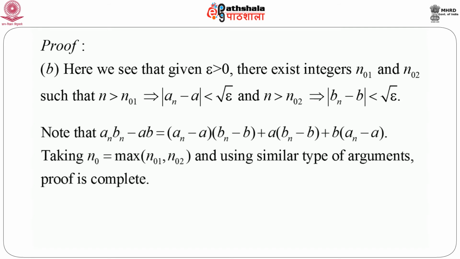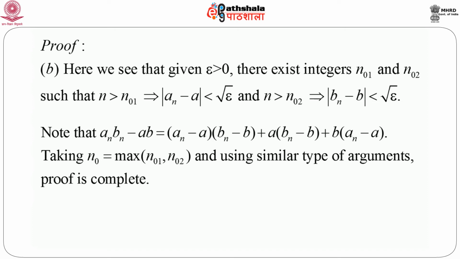So we can write the difference an bn minus ab as an minus a multiplied by the quantity bn minus b, plus a into bn minus b, plus b into an minus a. Now again, following the previous technique, take n naught equals the maximum of n naught 1 and n naught 2, and using similar arguments we can immediately see that the proof is complete, because if we take the absolute difference between an bn and ab, then this should be less than the sum of absolute differences of three terms on the right hand side.